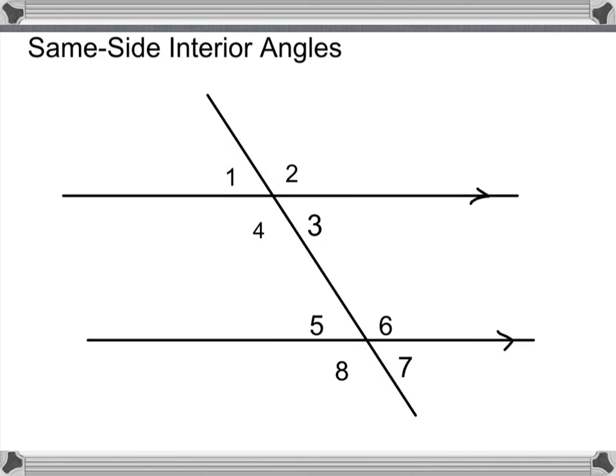Now, same side interior. Just like 3 and 5 are alternate interior, 3 and 6 are same side. So they're interior, meaning they're on the inside, part of this cluster of 4 angles on the inside of the two lines, but same side means that they're on the same side of the transversal. So same side interior means that they are supplementary.